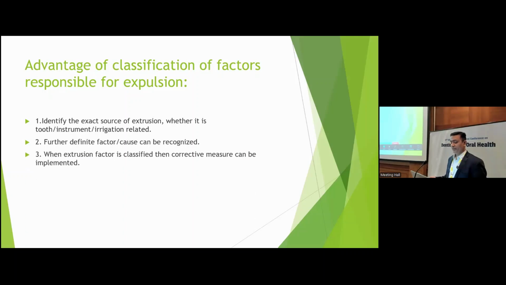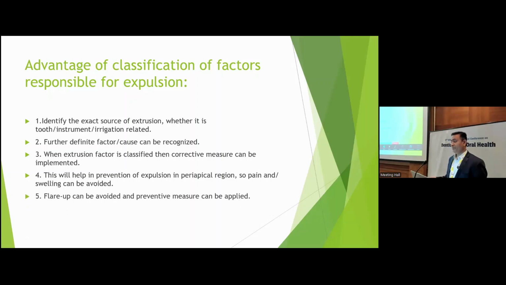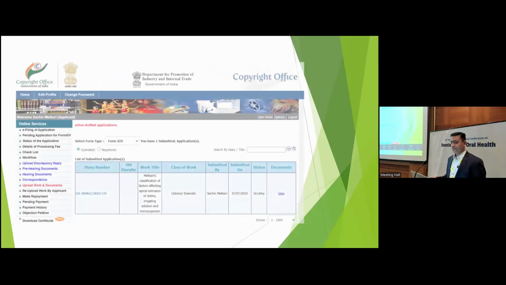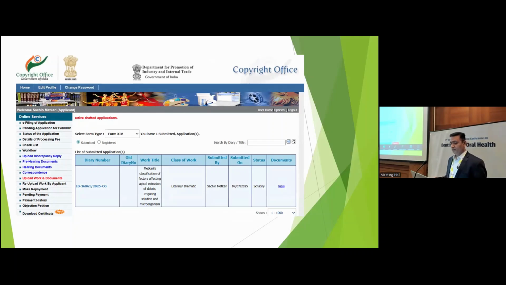When the extrusion factor is classified, then corrective measures can be implemented. This will help in prevention of extrusion into the periapical region, so there is no pain and swelling for the patient. Flare-ups can be avoided and preventive measures can be applied. This will help in treatment prediction and positive acceptance of the treatment by the patient. I have submitted this classification to the Copyright Office in India, and soon it will be verified. It is in the last stage of acceptance.